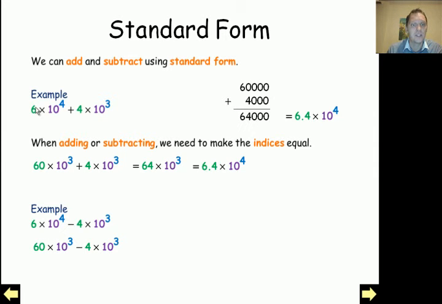So for this, I'm just using the method that we showed at the bottom here. So making our powers equal. So 60 minus 4, that gives me 56 times 10 to the power 3, and then moving my 56 to the right by one place value, which gives me my 5.6, and then adding a power to my 10 to the power 3, which gives me times 10 to the power 4.